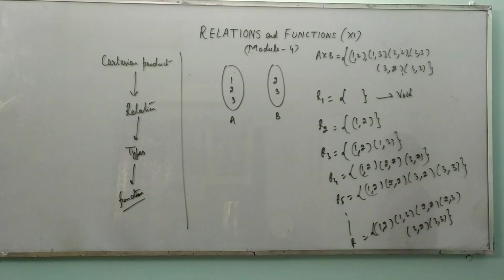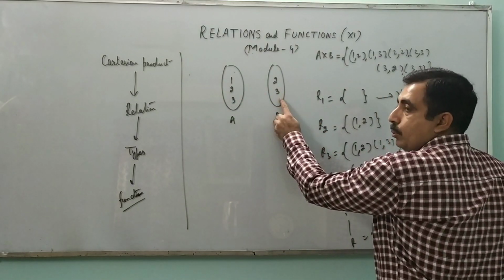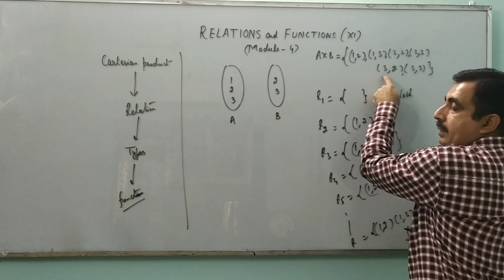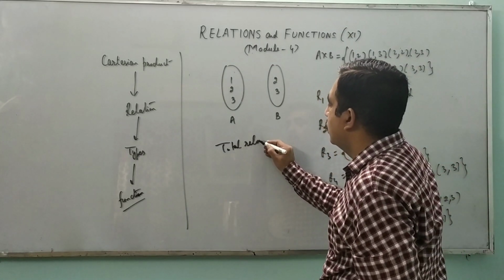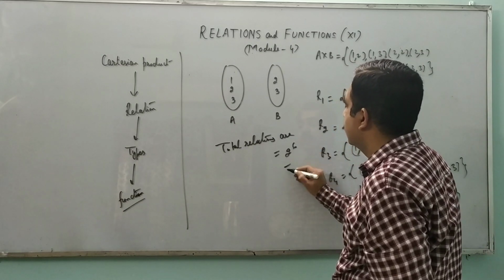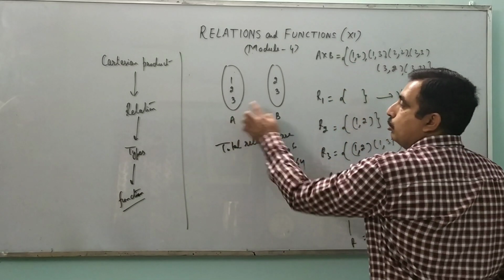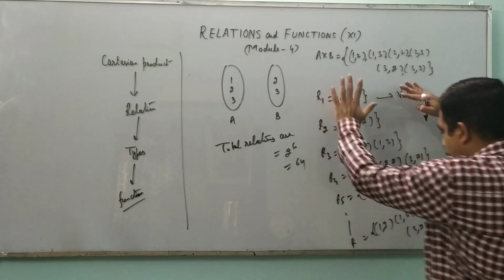This is a relation. If set A has 3 elements, B has 2 elements, A cross B has 6 elements, so total relations are 2 to the power 6, which is 64. From A to B, we are having 64 relations.